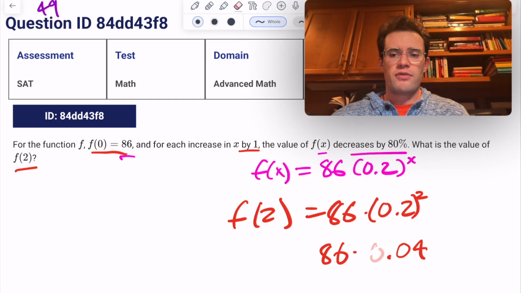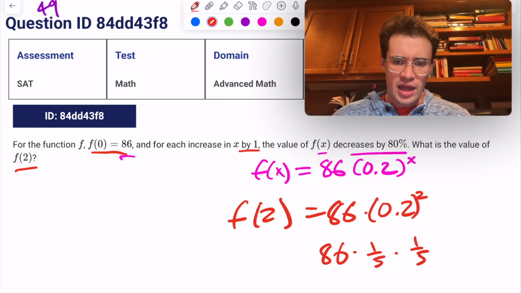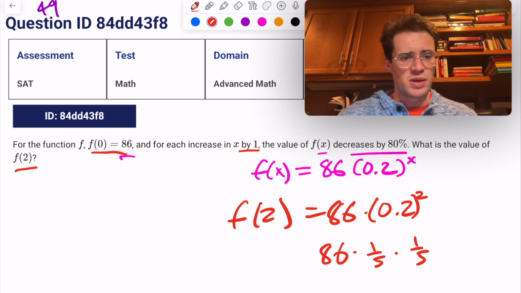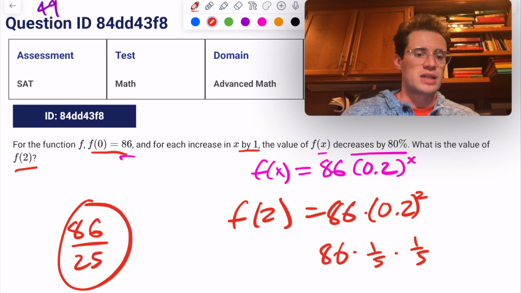So, I mean, that's 4 100ths, right? Or if you want to do it as a fraction, you could say you're multiplying by 1/5 twice. It's 1/5 times 1/5. And 86 doesn't have any 5s in it. So it'd just be, as a fraction, 86 over 25. That'd be an acceptable answer.